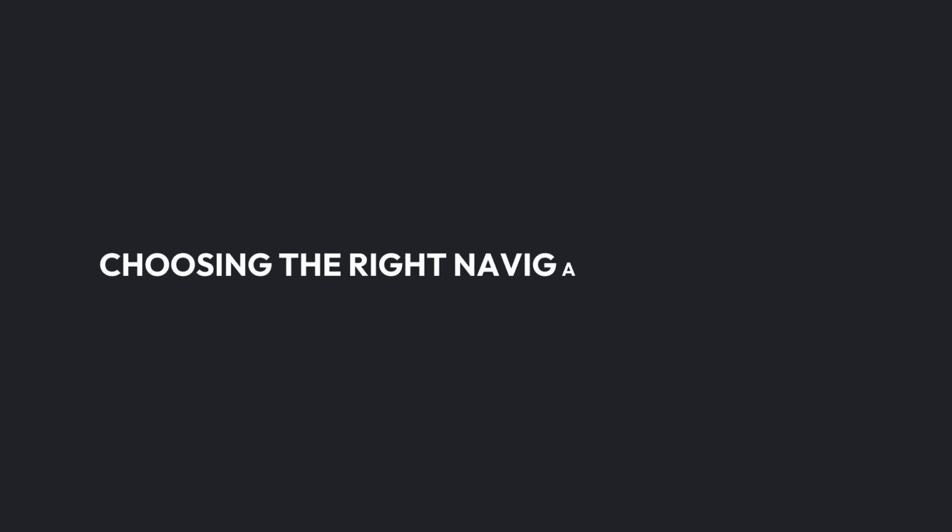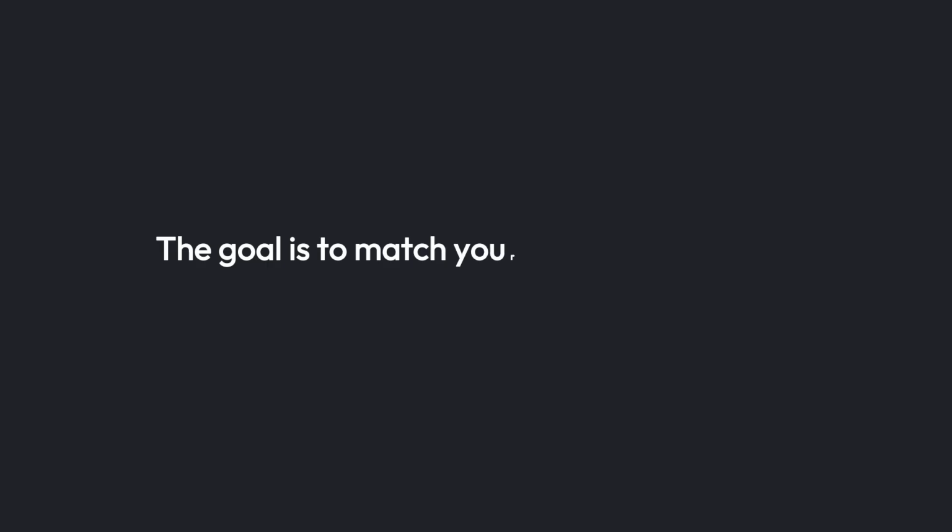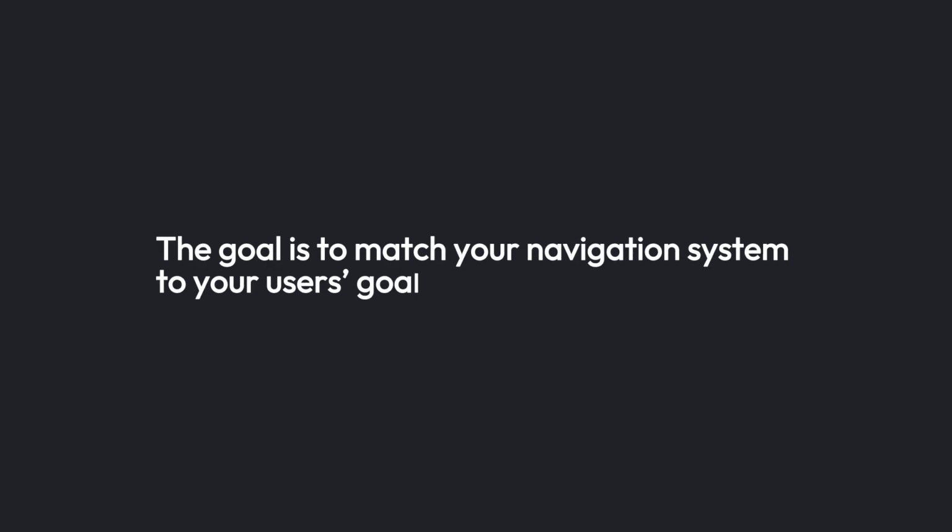Choosing the right navigation structure. Choosing the right mix depends on your product size, complexity, and user behavior. Smaller products might use just one simple global navigation bar, while larger systems need multiple layers to stay organized. The goal is to match your navigation system to your user's goal, not just to your content structure.